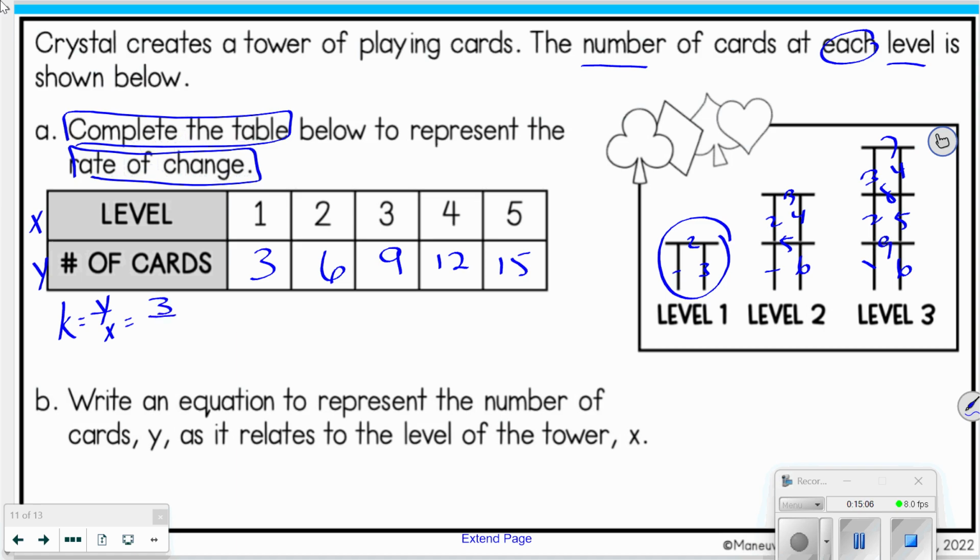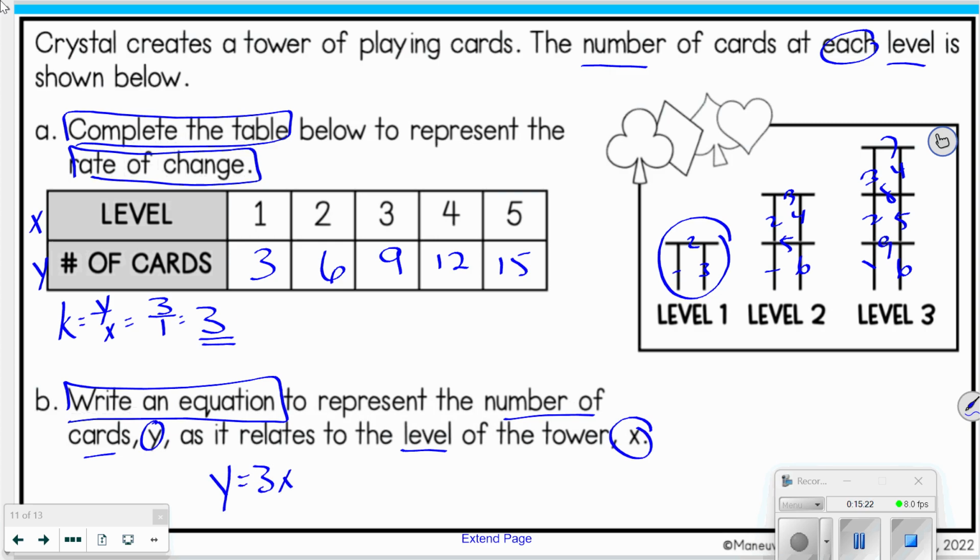In this case, it's going to be 3 over 1 or 3, which now allows us to write an equation that represents the number of cards, y, as it relates to the level of the tower, x. So now our equation is y equals 3x. In other words, for every level of a tower, I need 3 cards.